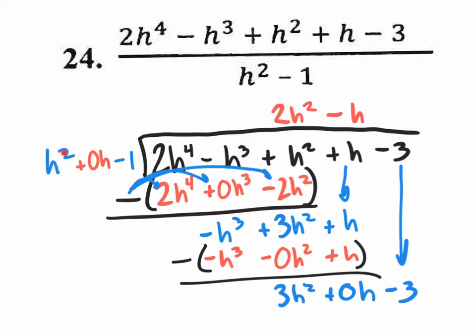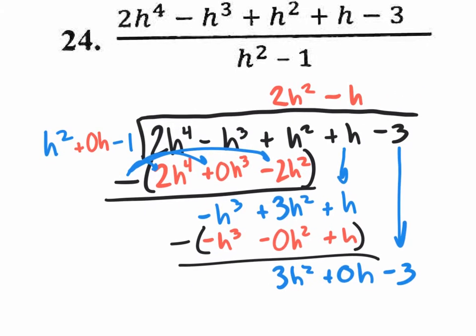Once again, h squared times what gets us this identical value, 3h squared? Tell me. H squared times what gets us 3h squared? 3. So let's put plus 3. And when we distribute, 3 times h squared is 3h squared. 3 times 0h is 0h. 3 times negative 1 is negative 3.